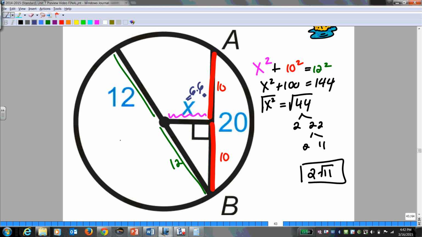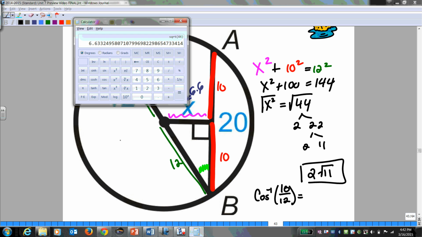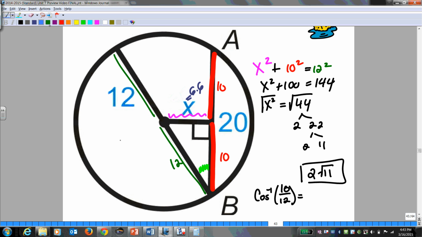6.6. Now, we're going to find this angle right here. I'm going to use inverse sine. Actually, I'm going to use inverse cosine this time. You end up with the same thing. So I'm going to use inverse cosine, my adjacent, which is 10, my hypo, which is 12. So 10 divided by 12, and inverse cosine. Get 33.5, so I'm going to round that up to 34. This is 34 degrees.